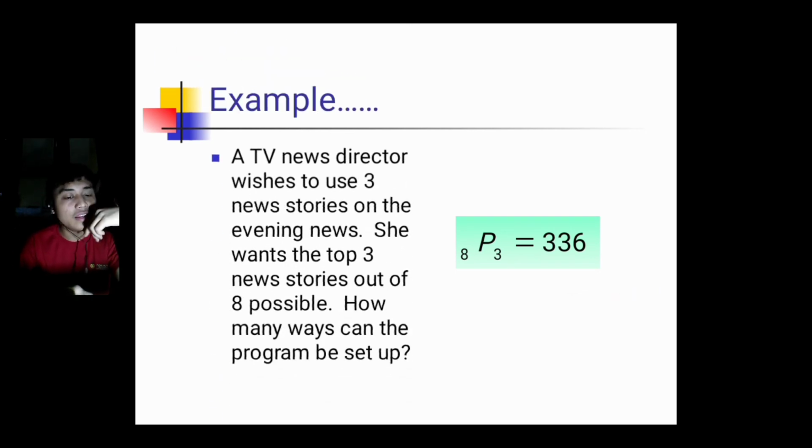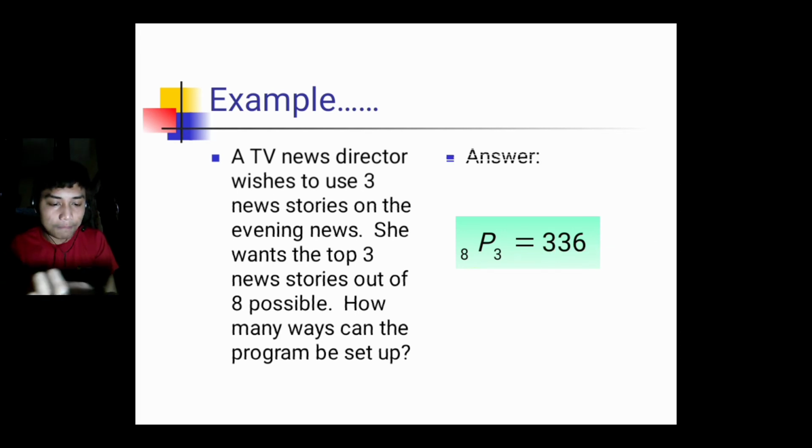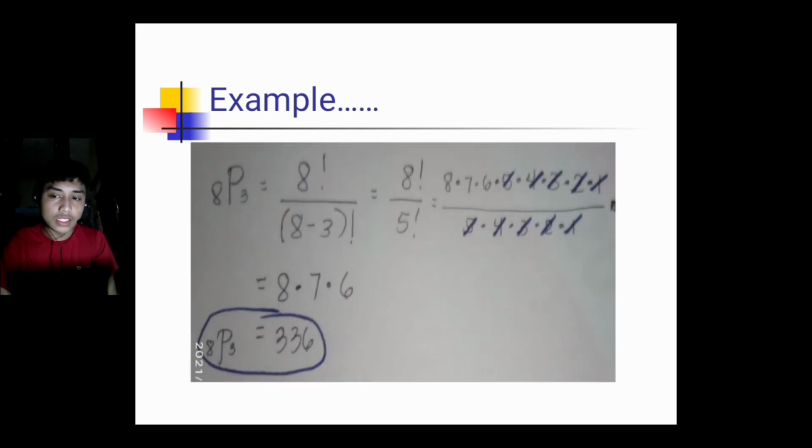So, example. A TV news director wishes to use 3 news stories on the evening news. She wants the top 3 news stories out of 8 possible. How many ways can the program be set up? So, the answer is 336. How? So, that is the computation na nakaano sa akin.